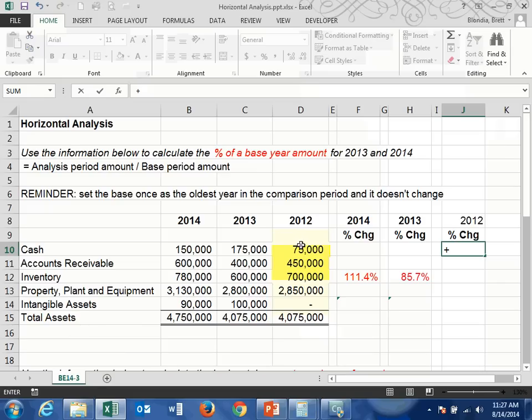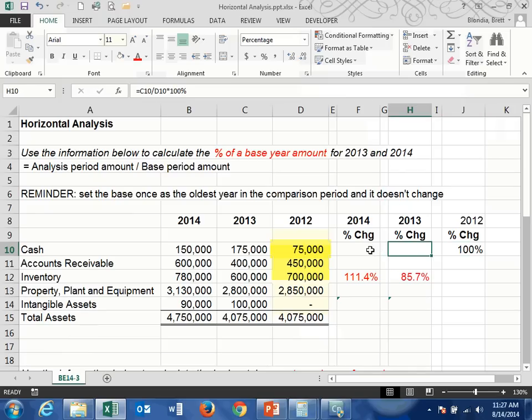So for cash, it'd be 75,000 divided by 75,000. That's 100%. Right? When I do it for 2013, I'm going to take my analysis period amount, which is 175,000, and I'm going to divide it by my base period amount, which is 75,000. So that's 233.3%.